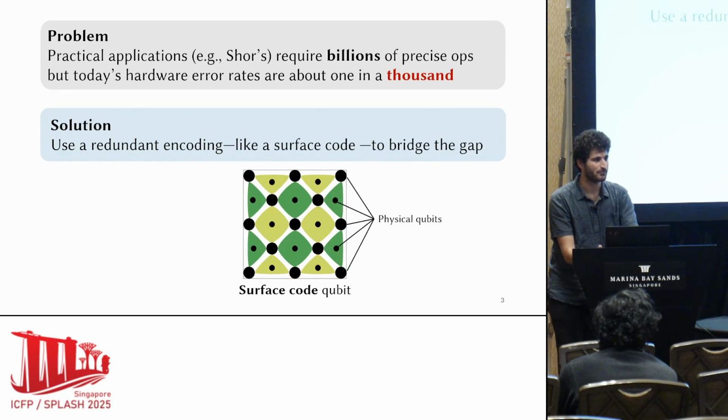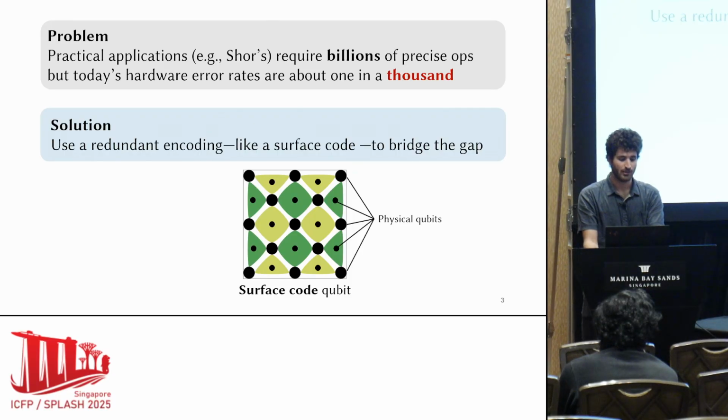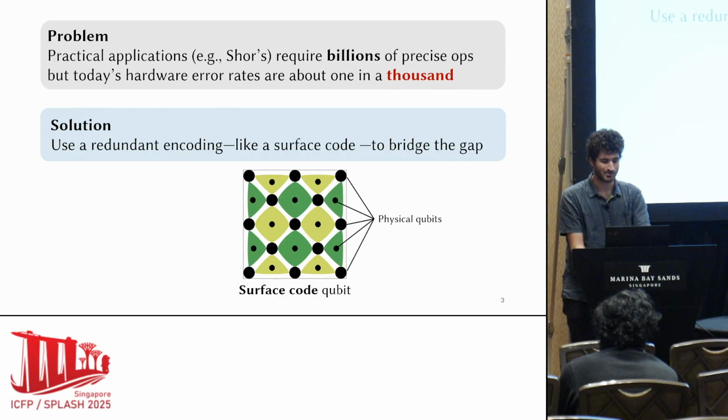So the basic idea of quantum error correction is that we use redundancy in order to drive our error rates arbitrarily low. So we encode one logical qubit using several physical qubits. One of the most popular approaches to quantum error correction is the surface code, and I've drawn a little cartoon of a surface code qubit here. This entire square patch represents one logical qubit, and each of the small circles represent a physical qubit.